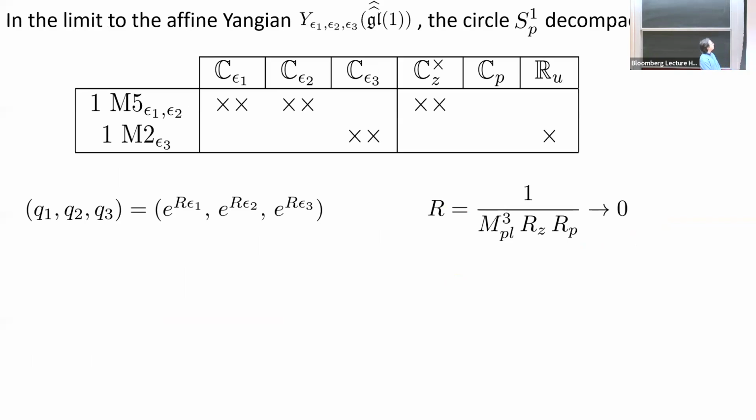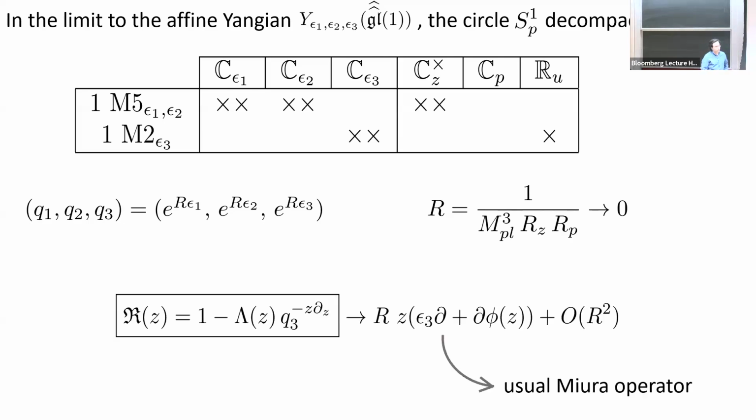So now, what happens if we try to go back to the affine Yangian? What is this operator constructed? In the limit to the affine Yangian, the circle S1 decompactifies in the P direction. So I told you that if Rp goes to infinity for fixed Rz and fixed M Planck, this R goes to 0, so all of these guys are now going to lose their multiplicative nature and go back to being additive. What does my operator look like in that limit?